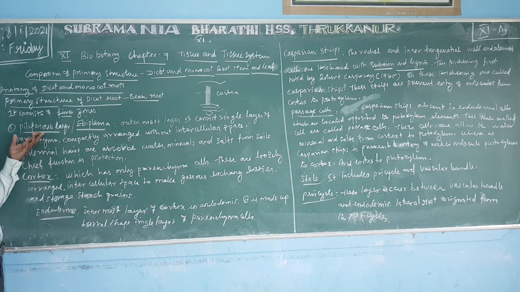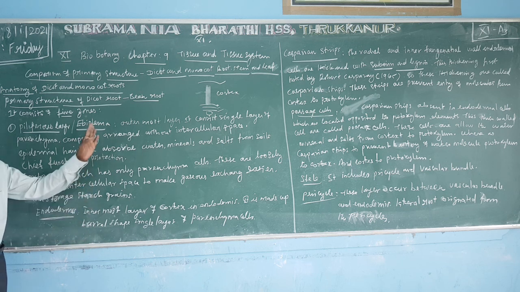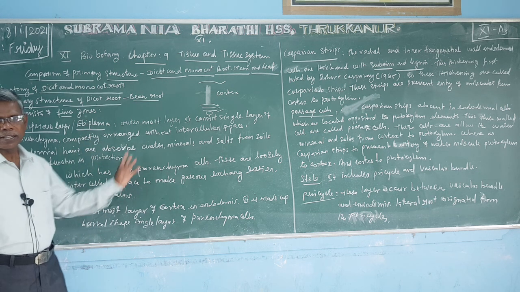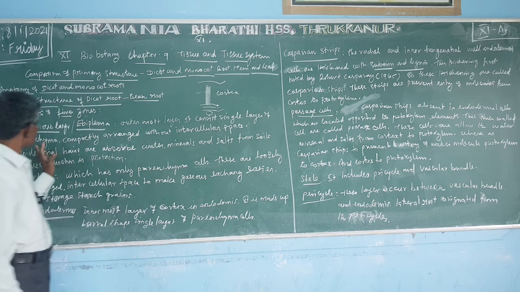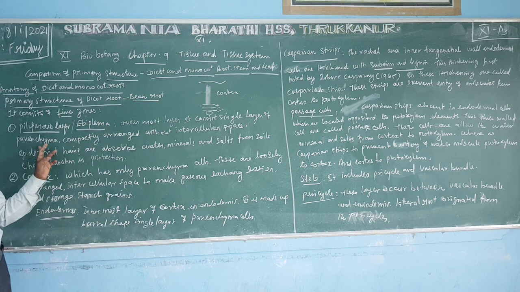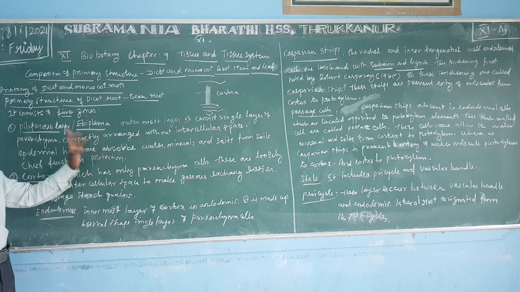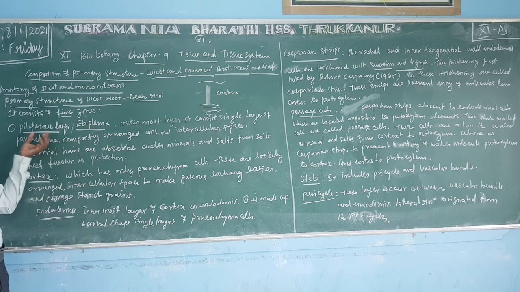So now, piliferous layer or epilemma, that is the outermost layer of the plant body. It consists of a single layer of parenchymal cells. These are tightly arranged. There is no intercellular space. That's all. So piliferous layer or epilemma.